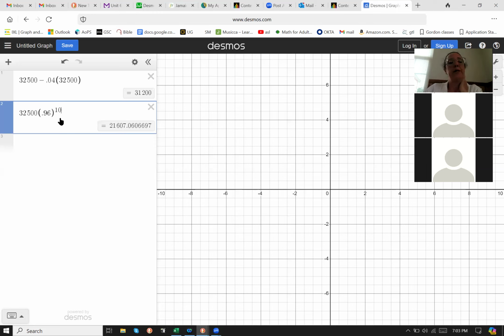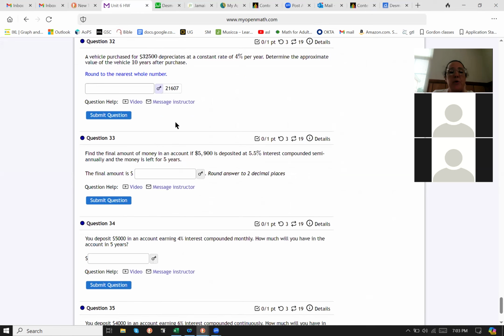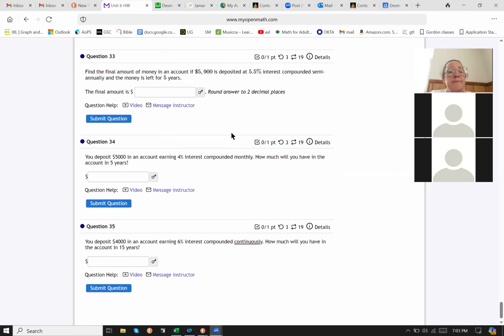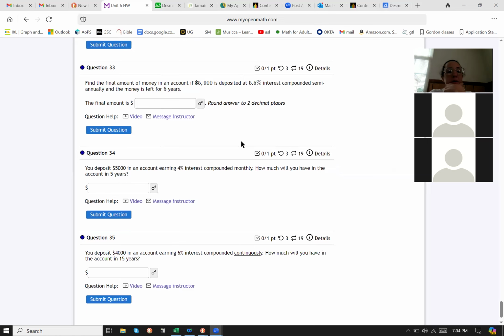Okay, so that was the formula. All right, moving on to number 33. We are finding the final amount of money in an account if $5,900 is deposited at 5.5% interest compounded semi-annually and the money is left for 5 years. This is similar to the ones we already did with the compound interest formula. So I'm going to just move on and see if we have any different ones. You need to find that future amount.